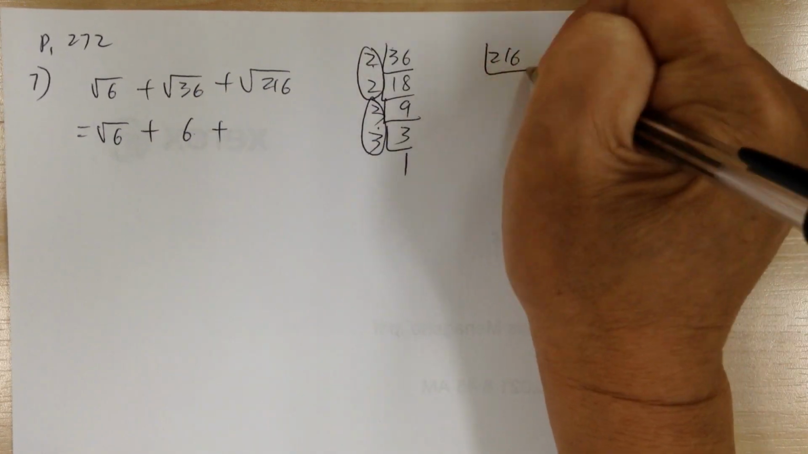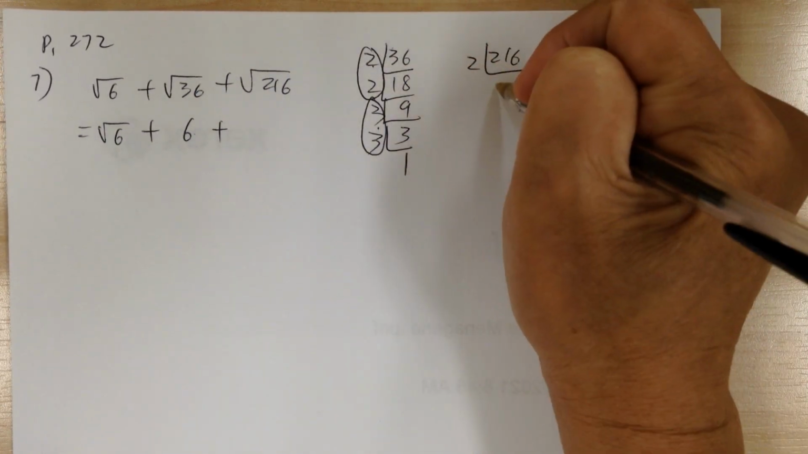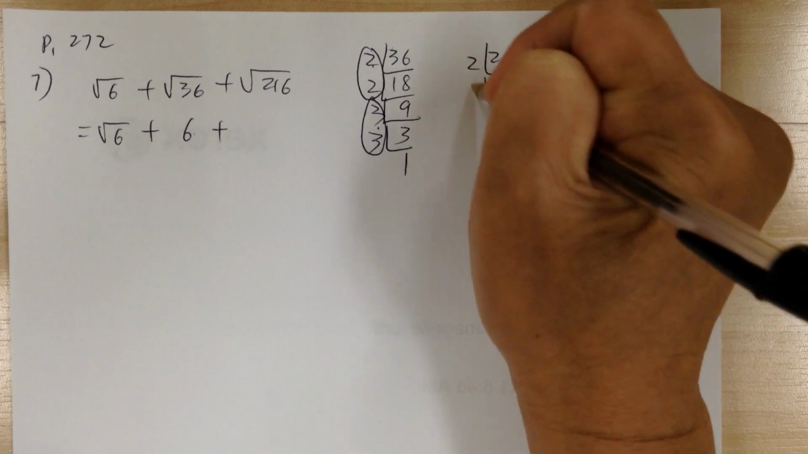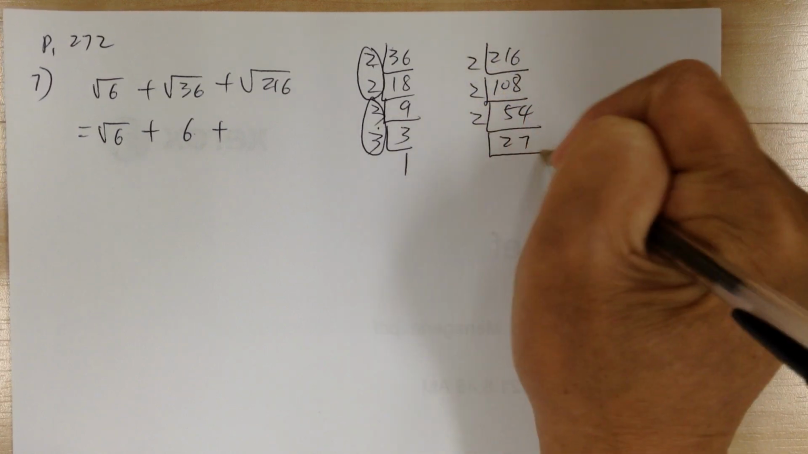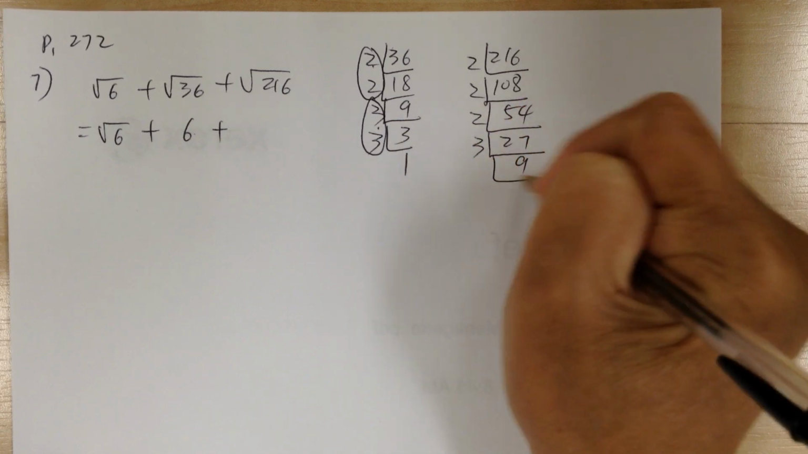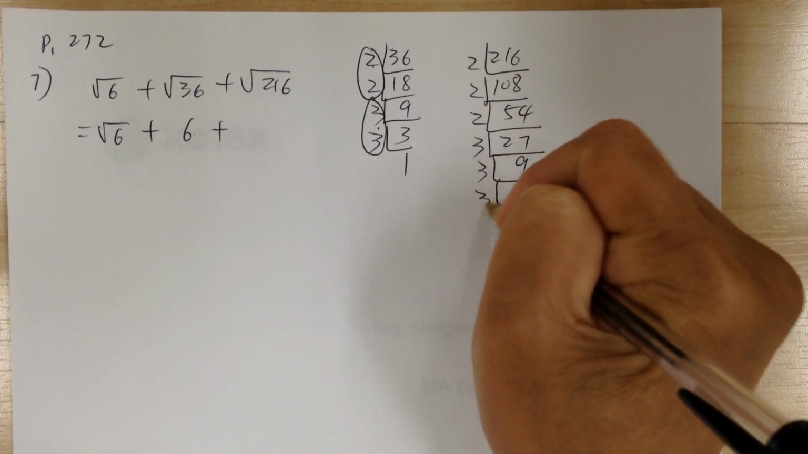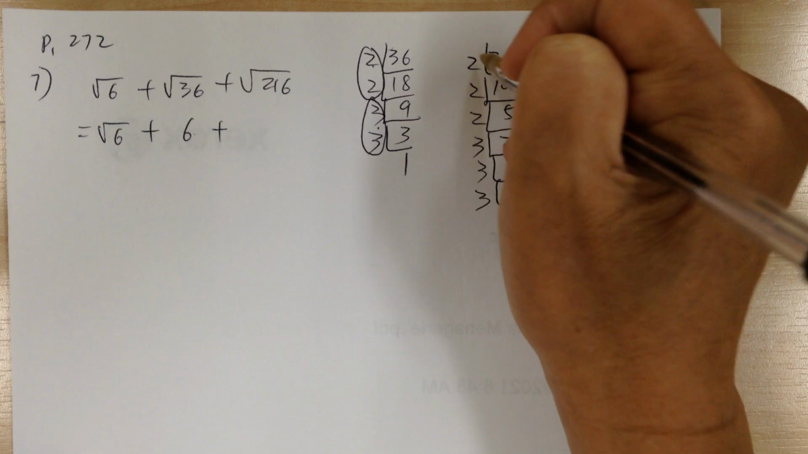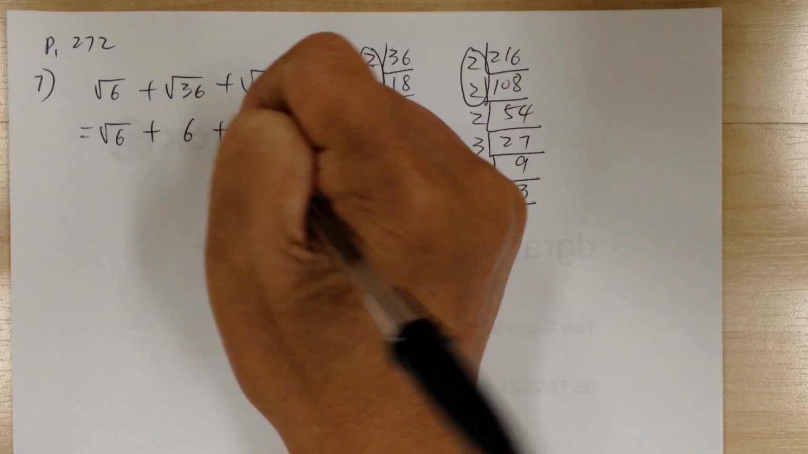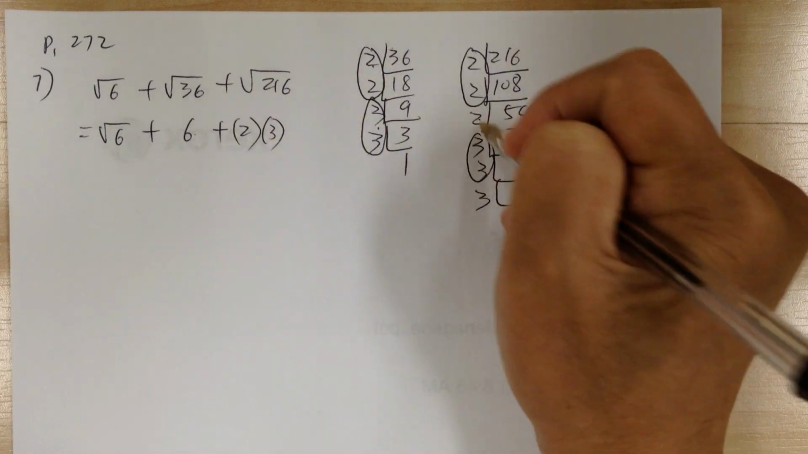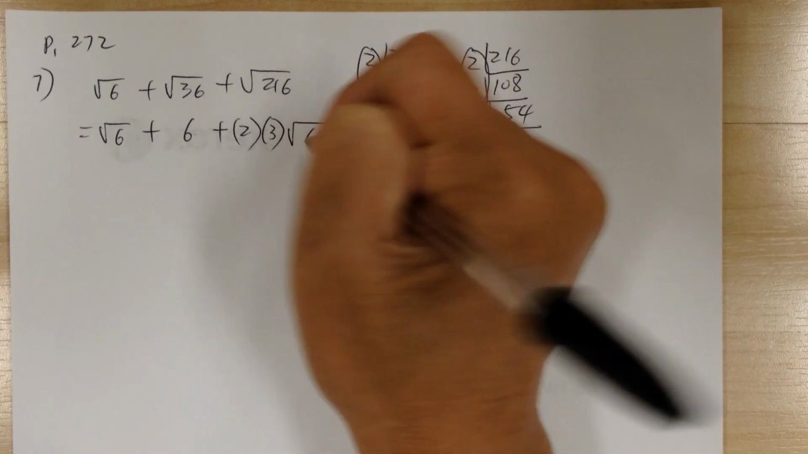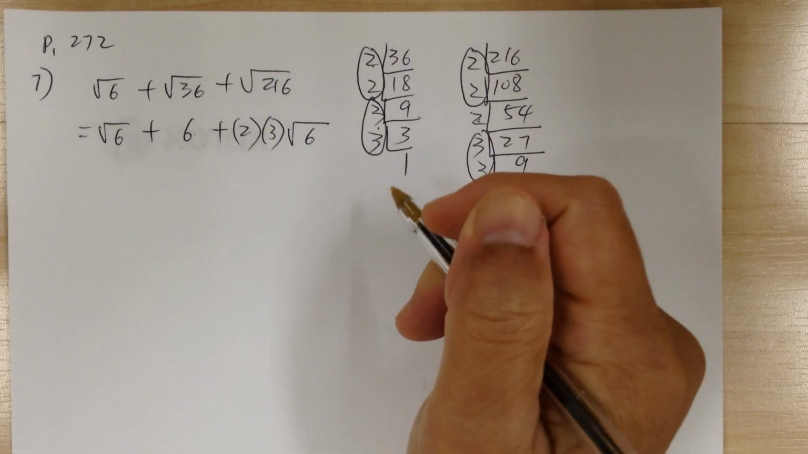Okay, so 216, again, to simplify that, divide by 2, you get 108. Divide by 2, you get 54. Divide by 2, you get 27. Divide by 3, you get 9. Divide by 3, you get 3. Divide by 3, you get 1. Okay, so this will give you a 2. This will give you a 3. And this is the leftover, so it will be square root of 6. Right? 2 times 3 give you 6.